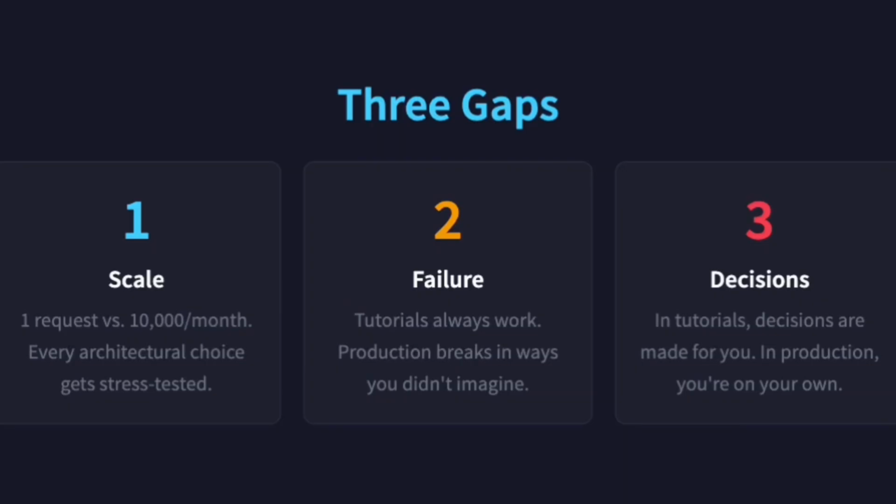Gap one, scale. Gap two, failure. And gap three is the decision making. So let's do one thing. Let's break each one and understand what these gaps are. So scale is the most obvious one. It's also the most underestimated one.